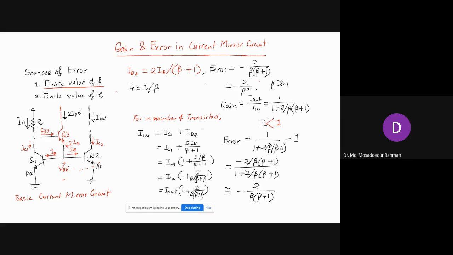So before the error was, let's say, minus 2 by beta. Now it's a square of the beta. So a significant reduction in the error, right? So if beta is, let's say, 100, right? So the error will be minus 0.02%. In fraction, it will be 2 times 10 to the minus 4. And if you convert to percent, it will be 0.02%. Okay? So which is quite insignificant, right? We can live with that.